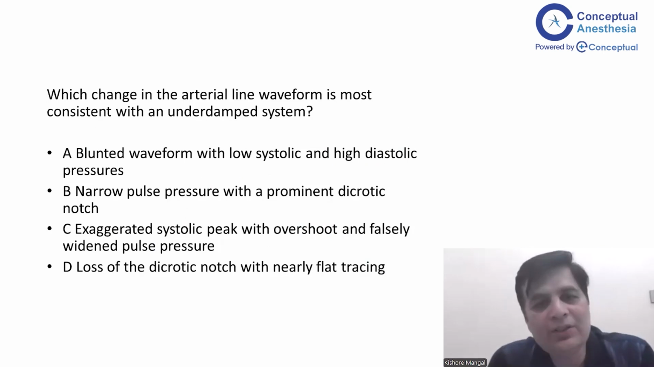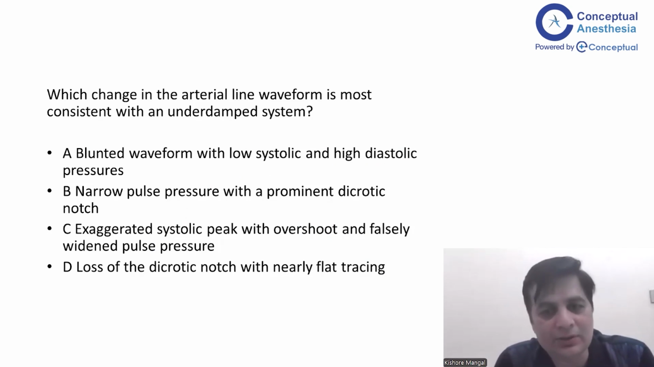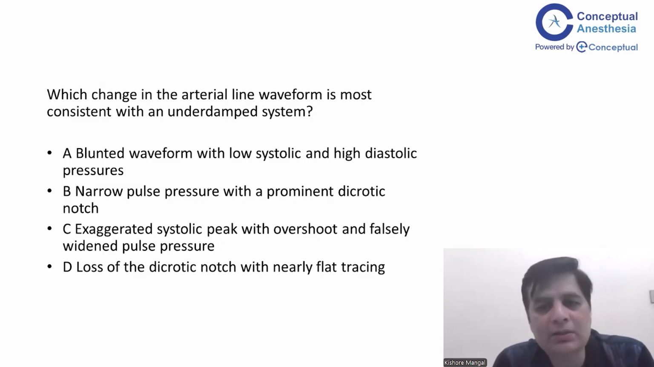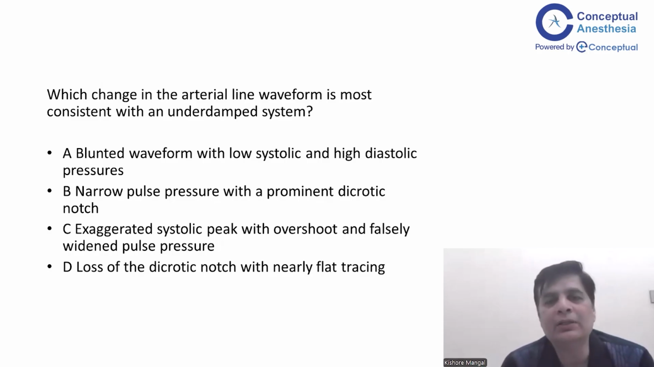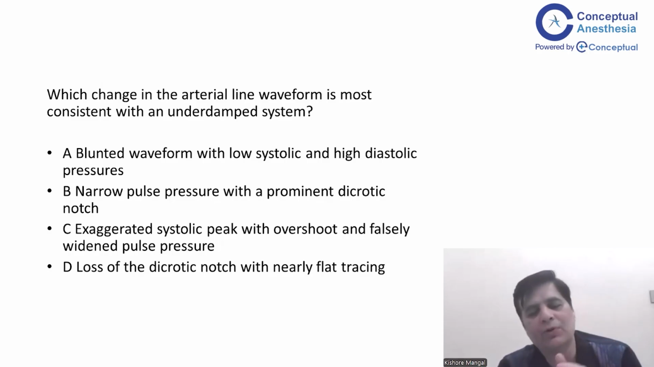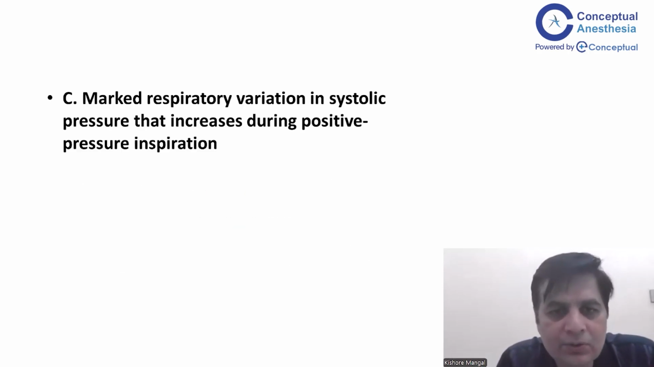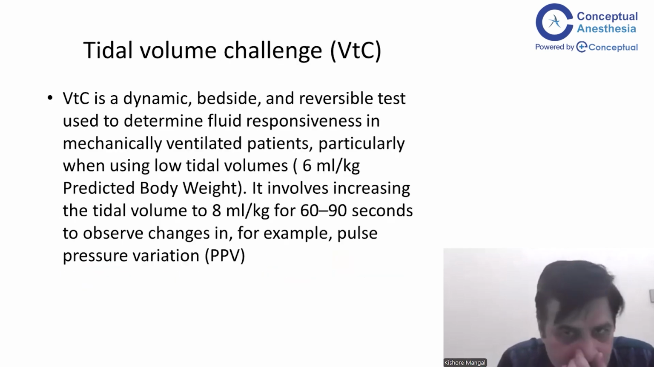Another question: which change in the arterial line waveform is most consistent with an under-damped system? We'll be discussing damping and under-damping later, but since we have seen the question here, we'll try to answer it. Damping is when what should be the normal aortic waveform gets damped. Systole is decreased, diastole is increased. So this is damping. And under-damping is when whatever the waveform is, it is exaggerated.